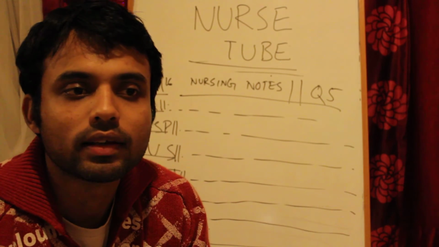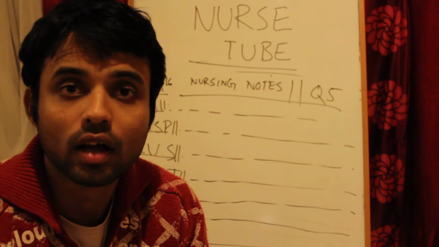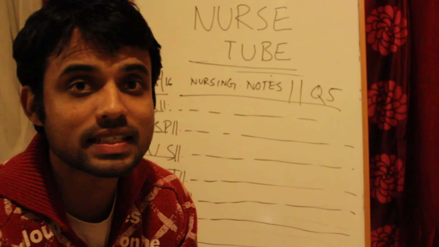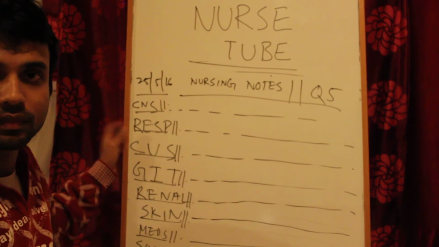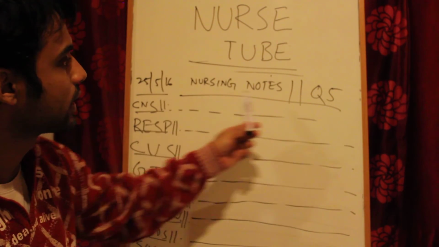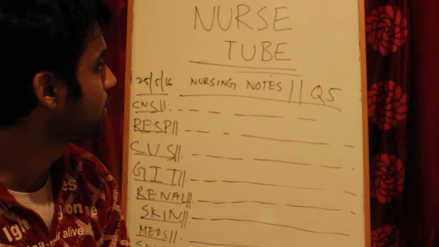So when I write it as a nursing note, obviously I can't write head. So what I do is write the professional way. I would write CNS, which is central nervous system. Now, before writing that, what I do is put the date, nursing notes, and the ward you're in. It's a pretty simple way.